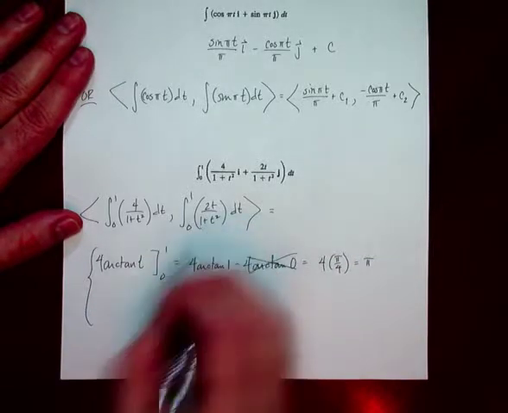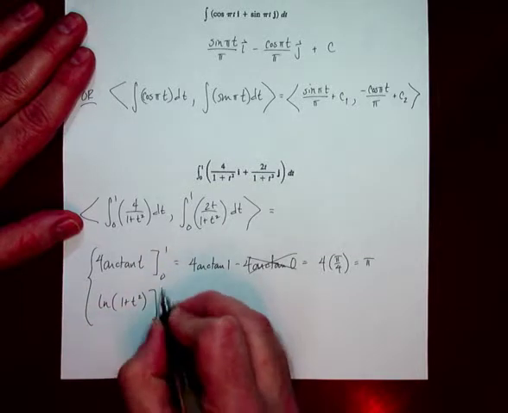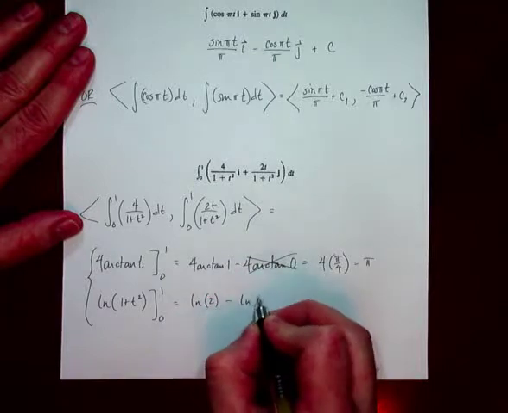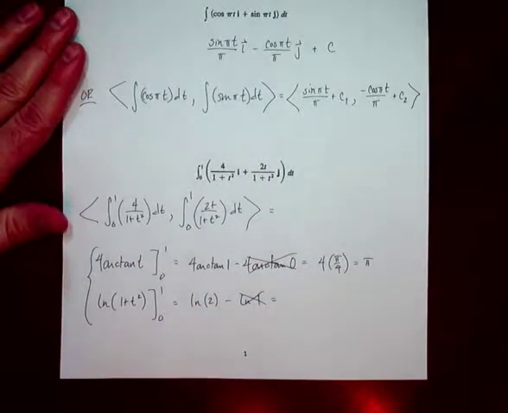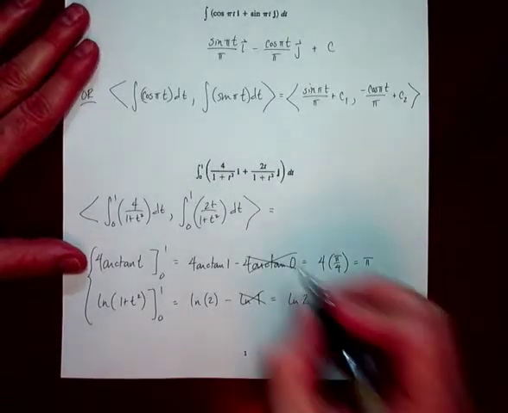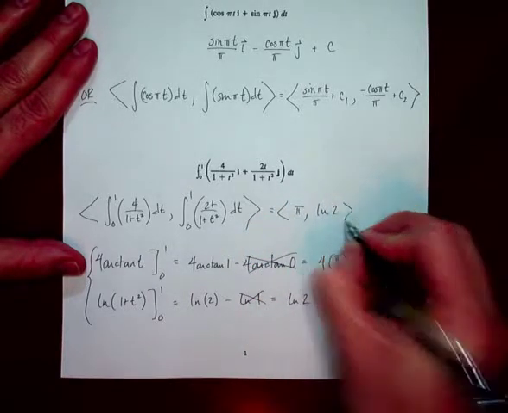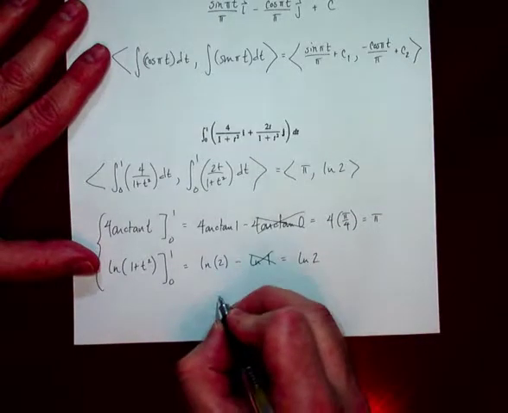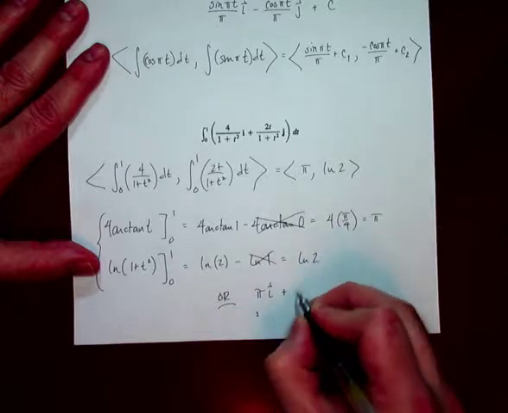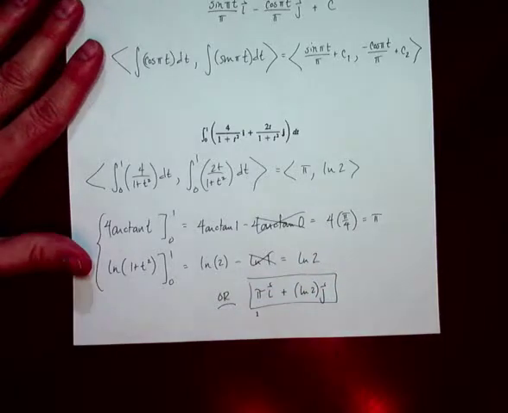This, of course, is the natural log of 1 plus t squared. We're going to be doing it from 0 to 1. And that's going to be the natural log of 2 minus the natural log of 1. And thankfully, just like the last one, one of those terms is 0. And so I just get the natural log of 2. Now what that means is I get pi, natural log of 2, or in unit vector form, I'm going to get pi i plus natural log 2 j. And there is my answer.